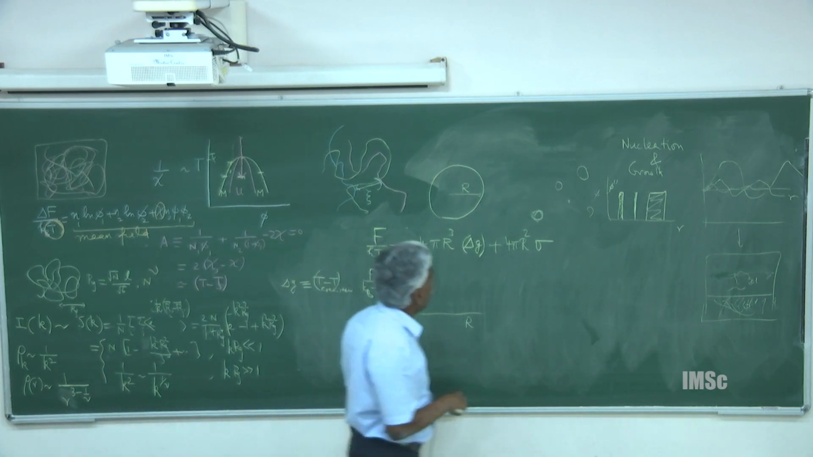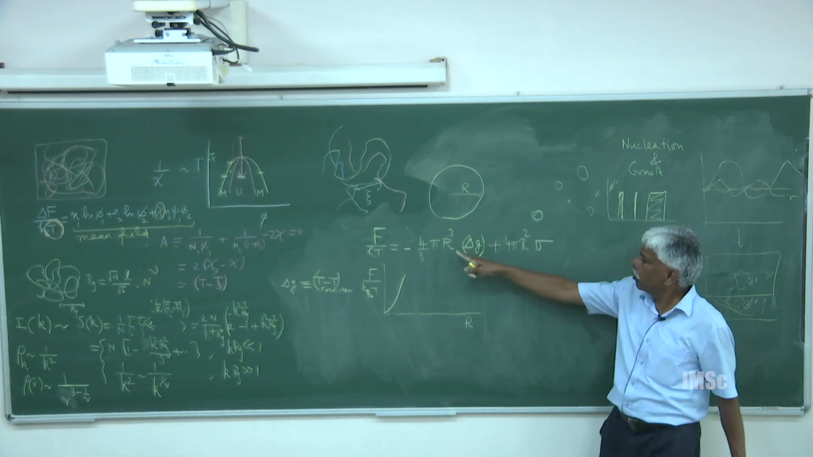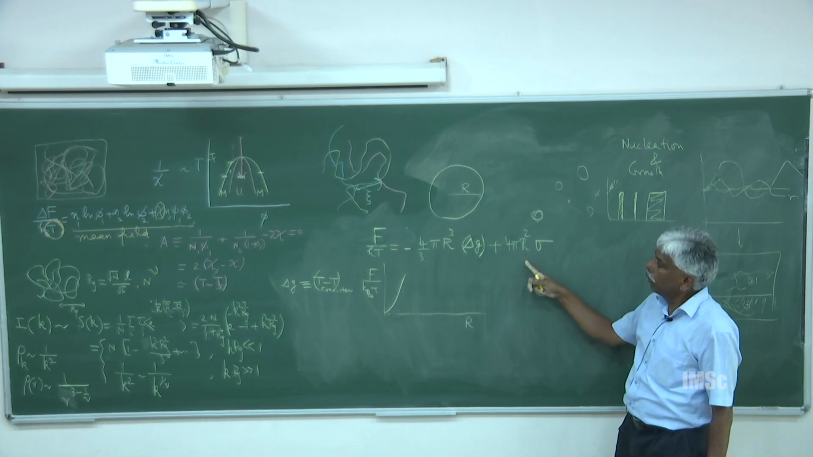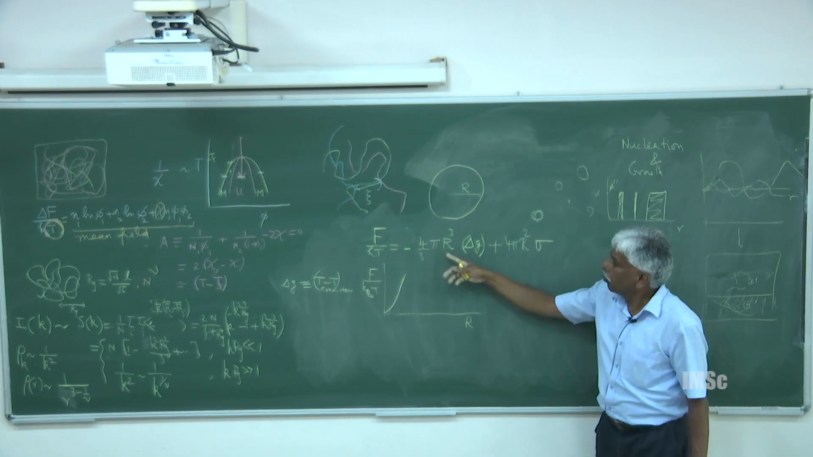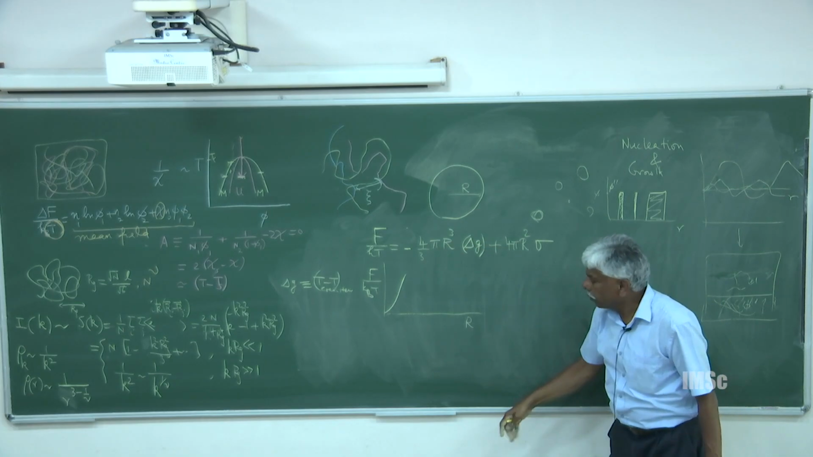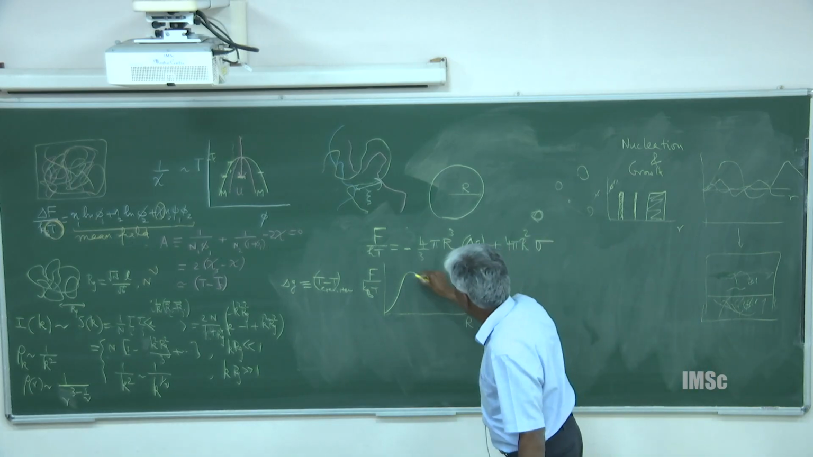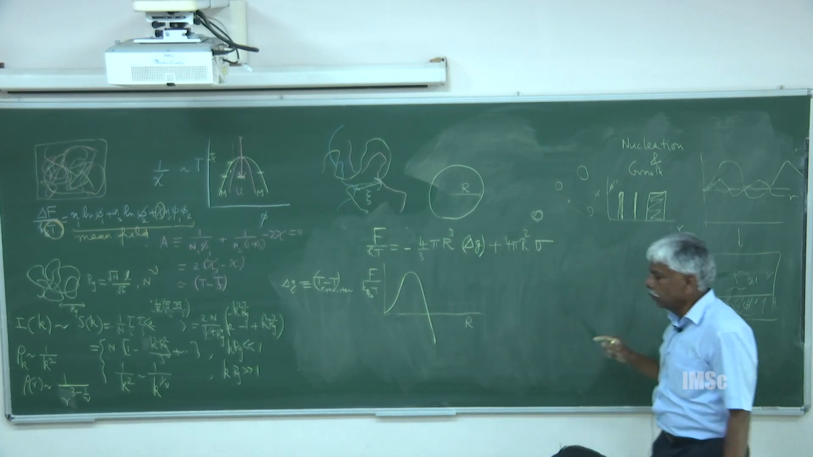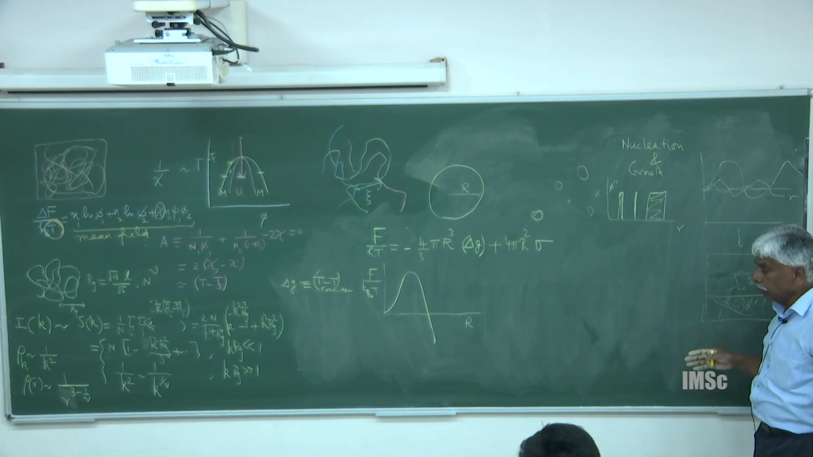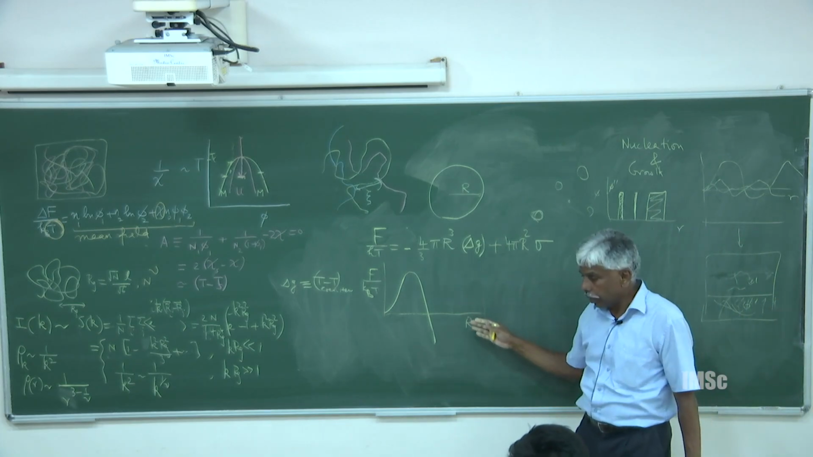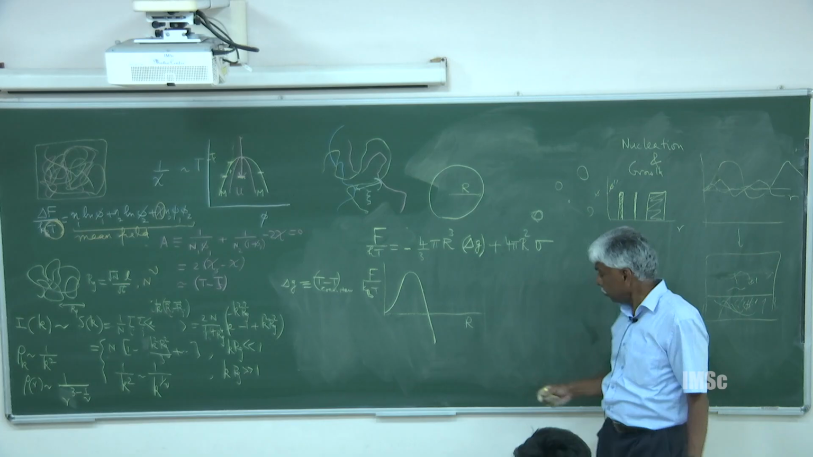And eventually, for large r, r cubed is going to dominate over r squared. With a negative sign, this is going to be strong but negative. So, obviously, it is going to come down. Please recognize that I am writing this graph for free energy as a function of the radius of this nucleus.